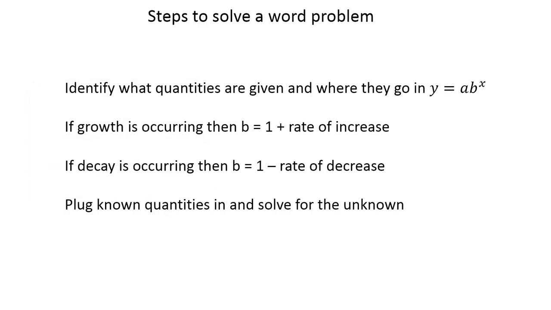Now, how about we get a word problem? They throw some application problems at us. Well, here's some basic steps I like to think maybe to solve it. We're going to use this equation. So we want to plug things into that. Where are things going to go? If growth is occurring, then b is 1 plus whatever the rate of increase they tell us. If it's decay, then you do 1 minus the rate. Plug things in and solve them.